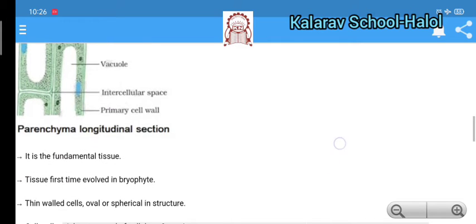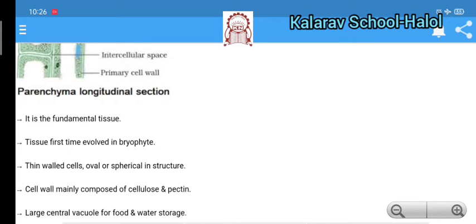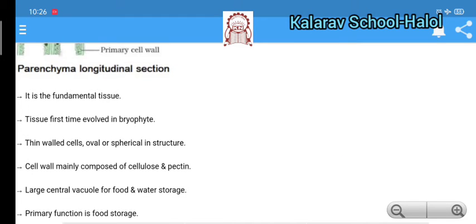Here are some points. It is a fundamental tissue. This tissue first evolved in bryophytes, so parenchyma is seen in bryophytes. It has thin walled cells, oval or spherical in structure, and the cell walls are composed of cellulose and pectin.